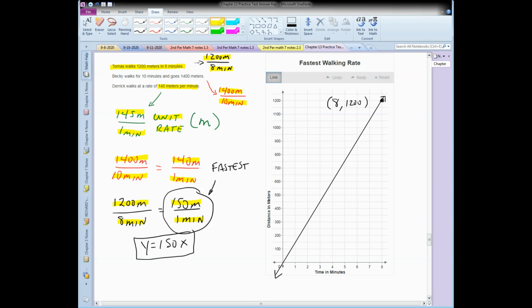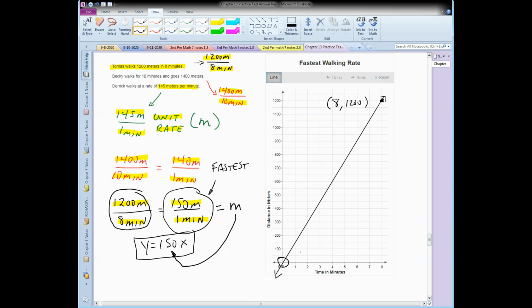So I go ahead and I convert these into unit rates. And as I do that, I get my slope, which is m. And I can put it in the equation y equals 150x. And I can go ahead and graph that. All right. I already have one of the coordinates. Okay. I do have the other coordinate, 0, 0. Why? Because when time first starts at 0, you haven't gone anywhere.